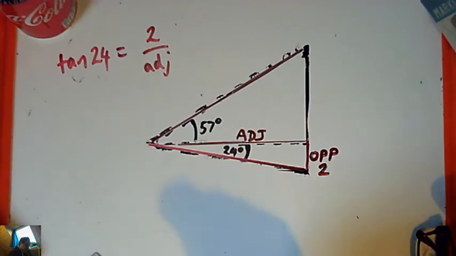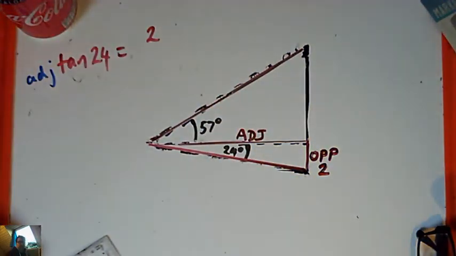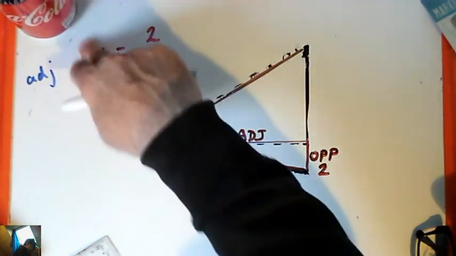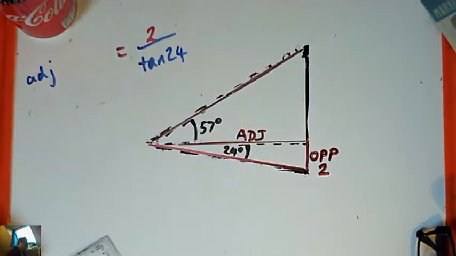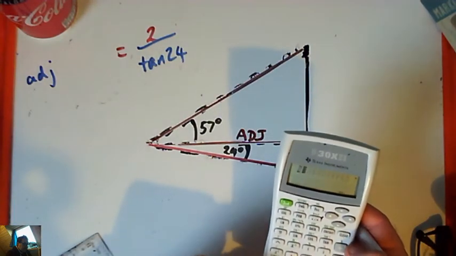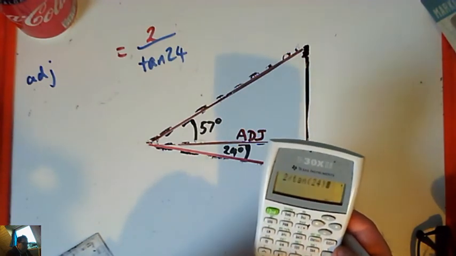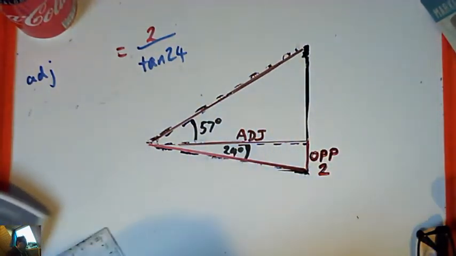If I multiply both sides by the adjacent, then the fraction disappears, but I get times the adjacent over on the left. So the adjacent times tan 24 equals 2, and then I want to get the adjacent bit on its own. So if I divide everything by tan 24, I get the adjacent bit on its own, and 2 divided by tan 24 on the right. So anyway, 2 divided by tan 24 close brackets equals 4.492.